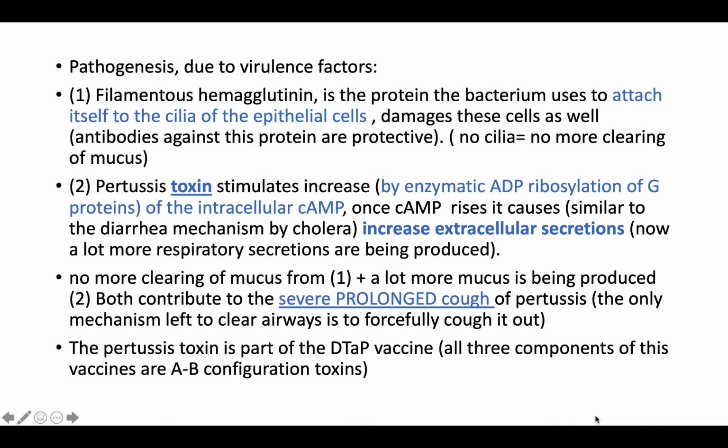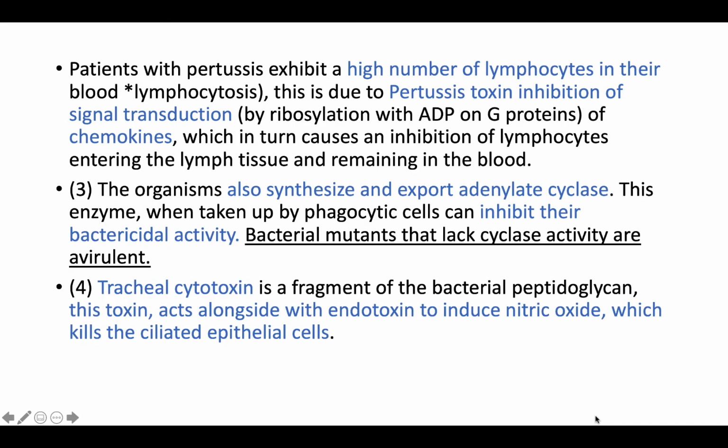The pertussis toxin is part of the DTaP vaccine, and all three components of this vaccine are AB toxins, with the binding part and the active part. Patients with pertussis exhibit a high number of lymphocytes in their blood, so they have lymphocytosis. Why? Because the pertussis toxin inhibits signal transduction, again by affecting the G proteins. This causes chemokine accumulation, which in turn inhibits lymphocytes from entering the lymph tissues, so they remain outside. So this is a relative lymphocytosis.